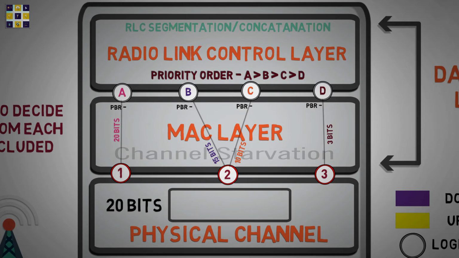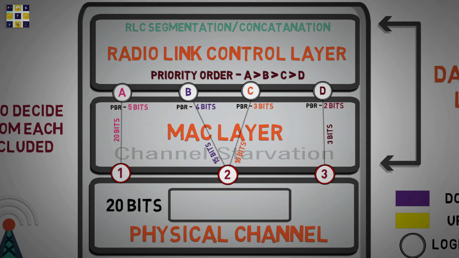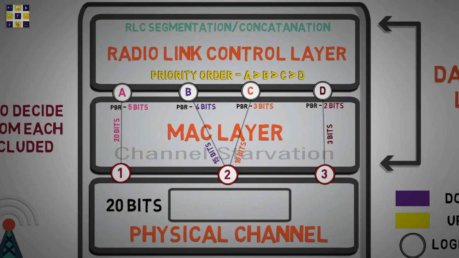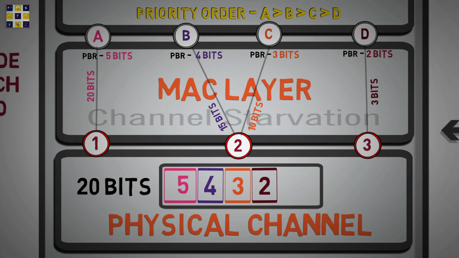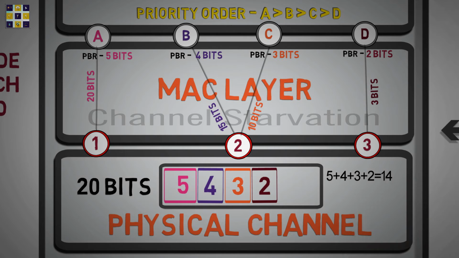So to avoid this, a PBR is configured for each channel. Let's assume for channel A it is 5 bits, for B 4 bits, for C 3 bits and for D 2 bits. So in the first round each logical channel is served in decreasing order of priority, but the max amount of data that can be put in the MAC PDU is limited by their PBR. That means in the first round only 5 bits of channel A are filled in the PDU, then 4 bits of channel B, then 3 bits of channel C and finally 2 bits of channel D. So the total space filled in the MAC PDU after the first round is 14 bits.